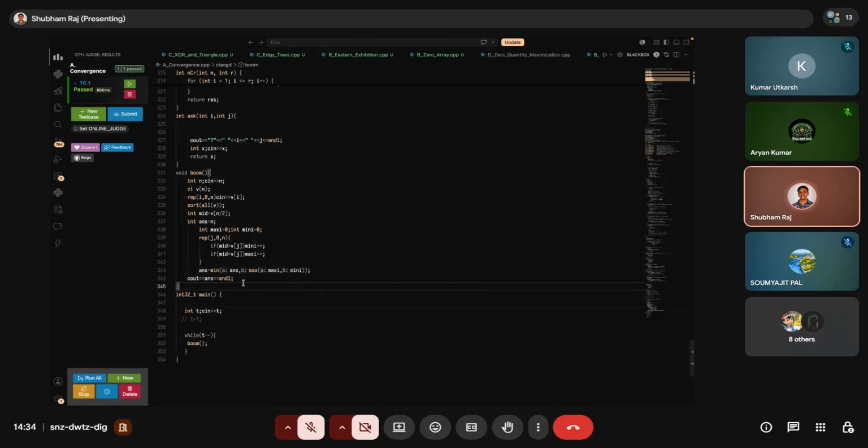Right. In this case, this is not required. The minimum of maxi and mini is used in the brute force approach. We can easily write mini plus maxi. This will also give us the same answer.